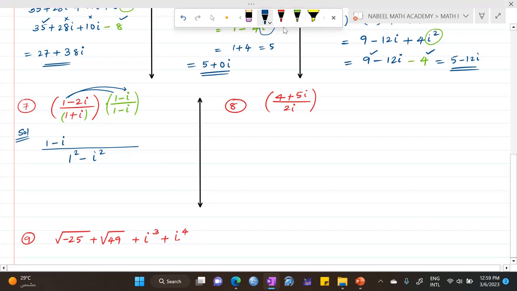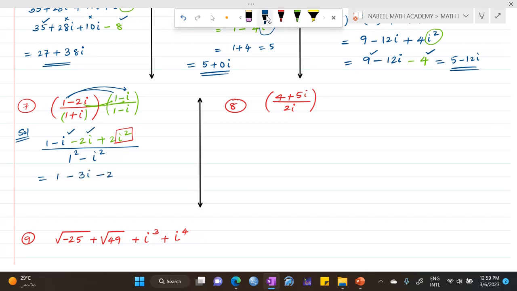Now the next one, I have to multiply with the 2i. So when I multiply with the 2i, you will get minus 2i, minus into minus plus 2i square. And similarly, we know the i square value. What is the i square value? Which is minus 1. So it can be written as 1 minus. You can add the real to real. The imaginary part minus 3, which is equal to minus 2 over 1 plus 1.